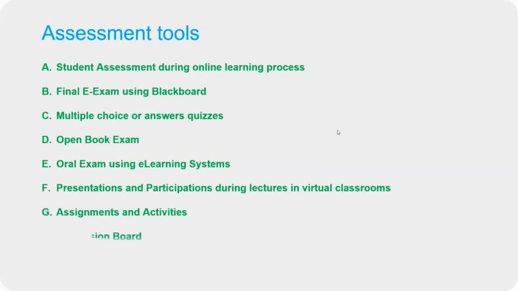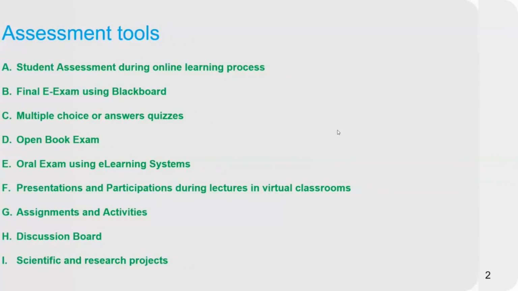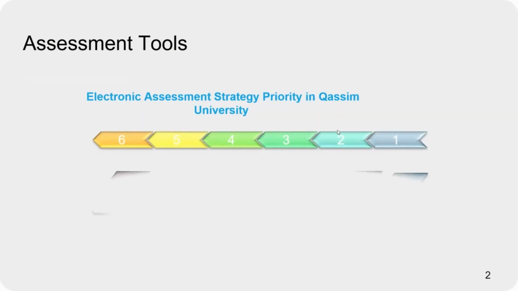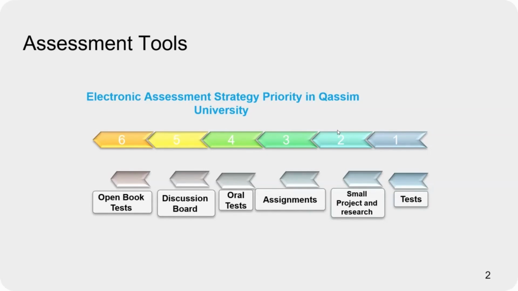Assignment and activities. Discussion board. And scientific and research projects. Then the assessment tools strategy priority in Qasim University will be, first, the tests, then small project and research, assignment, oral tests, discussion board, open book tests. This is the priority for assessment tools in Qasim University.